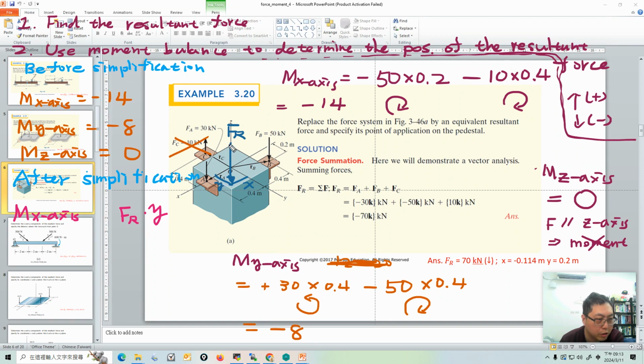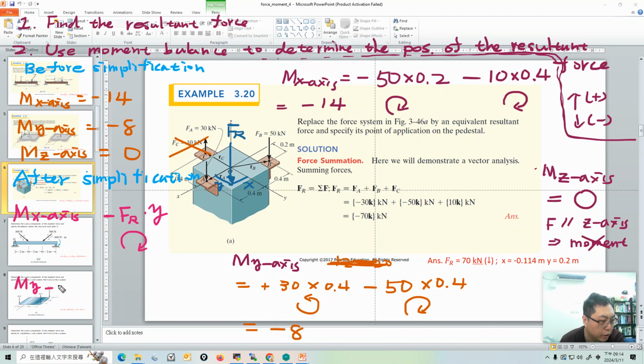This Fr here, with the rotation axis here, will create a clockwise rotation, so it will become negative because it's generated clockwise. Convince yourself that it generated a clockwise moment.